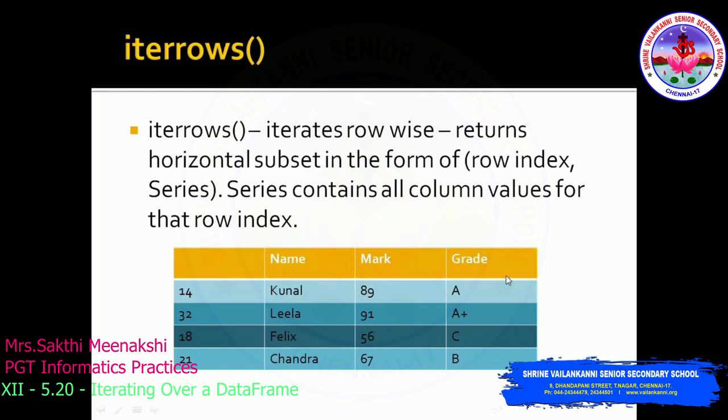So that is called iterrows. Each row it takes and it gives two values. One is the row index and the next one it returns is a series. That series contains all the column values.